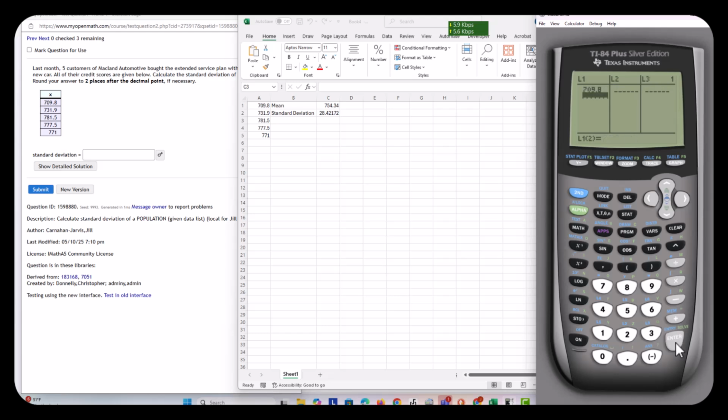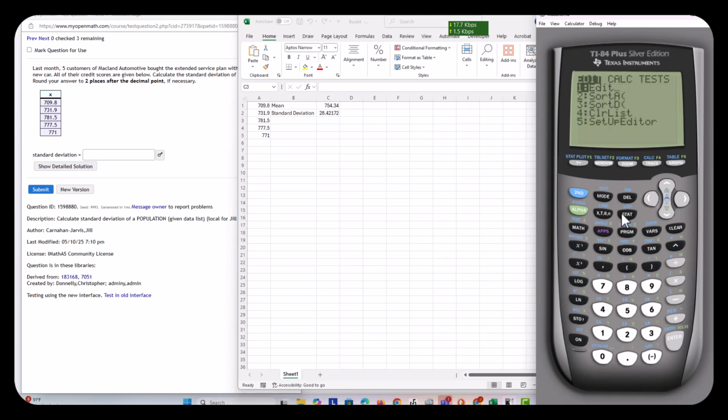And you know, you can actually use the keypad on your keyboard to do this as well, but sometimes mine sticks and I mess up. So it's actually quicker to use the number pad here on the right of your keyboard. Or if you just want to click them in, 781.5, 777.5 and 771. Okay.